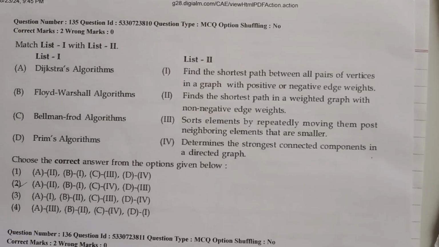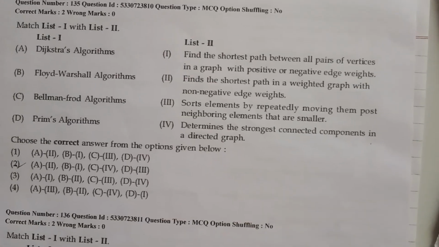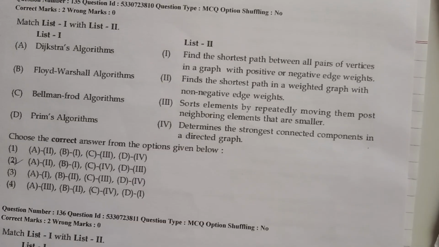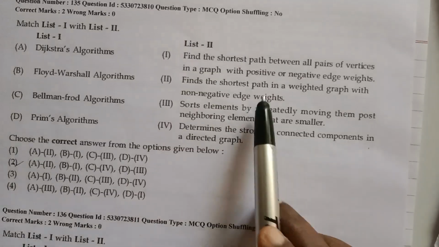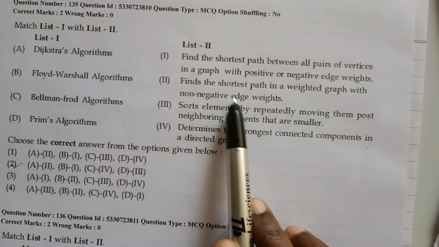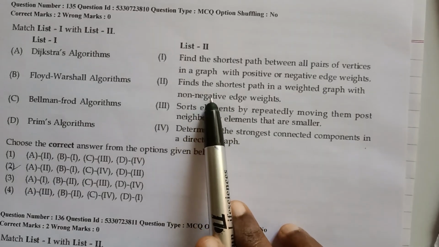Next final question is question number 135. Here we have to match list 1 with list 2. So algorithms are given: Dijkstra's algorithm, Floyd-Warshall algorithm, Bellman-Ford algorithm and Prim's algorithm. So Dijkstra's algorithm will find what? We'll find the shortest path in a weighted graph with non-negative weights. So Dijkstra's algorithm works only on non-negative weights. So A is matched with 2.